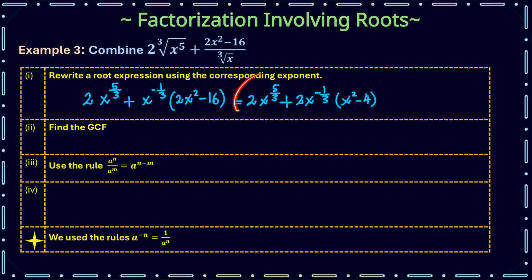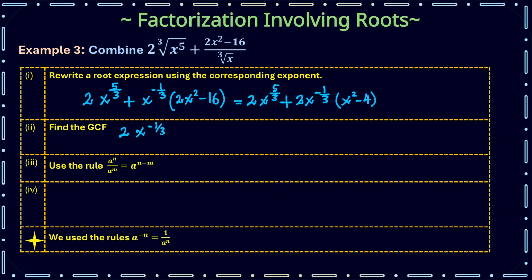So here we have our two groups. Let's take out the GCF. Among the coefficients, we have 2, which can be factored out. And among the x's, x to the 5/3 and x to the negative 1/3, we can take out x to the power of negative 1/3. Remember, x with the smaller exponent, and negative 1/3 is obviously the smallest of 5/3 and negative 1/3.